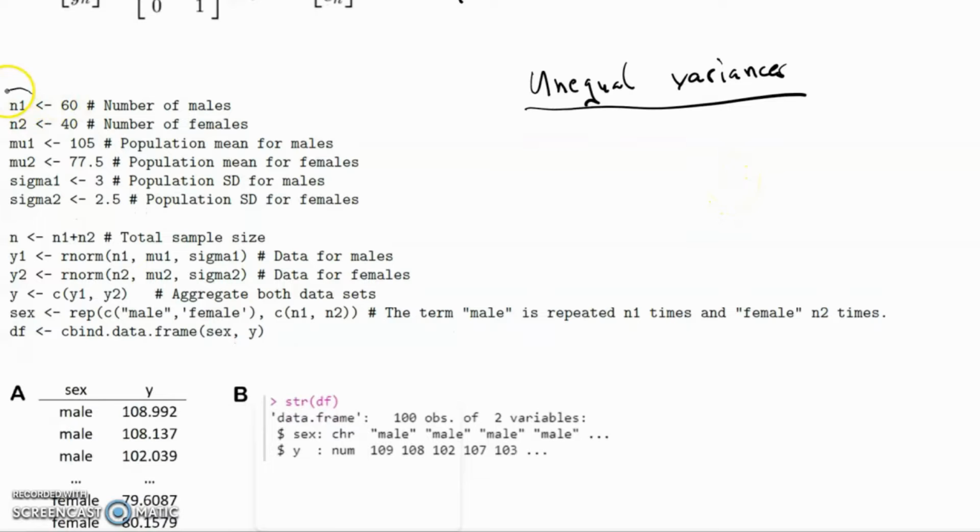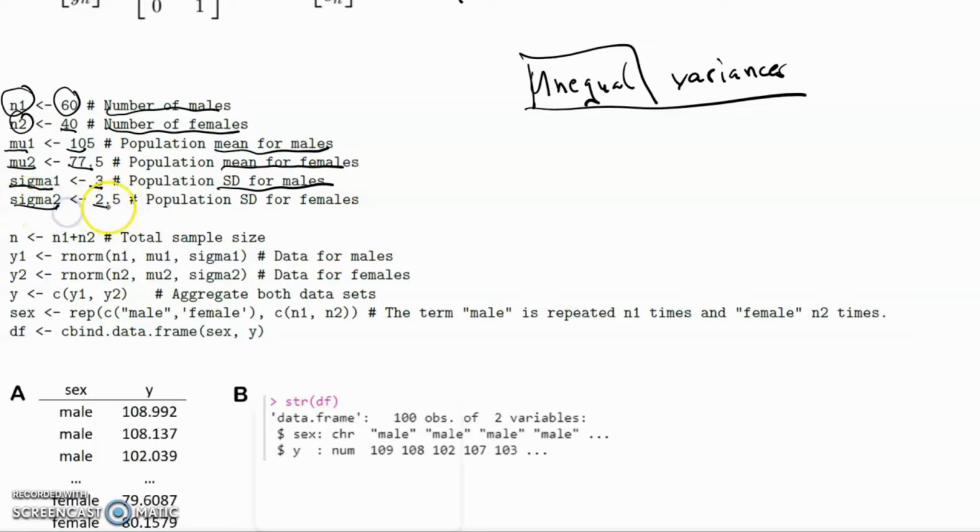We're going to say, okay, N1 is 60, that's the number of males. N2 is 40, that's the number of females. And then we specify the means for the two populations. Mu1, 105, mean for the males. Mu2, 77.5, mean for the females. And then we specify, and again, we're dealing with unequal variances, so sigma 1, the standard deviation, is 3 for the males. Sigma 2, 2.5, is the standard deviation for the females.